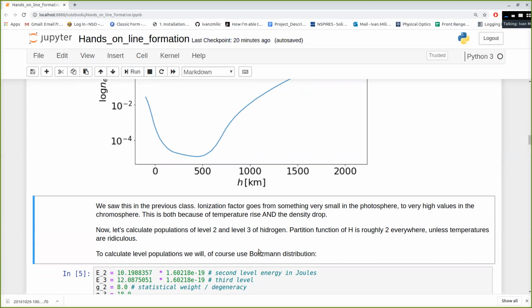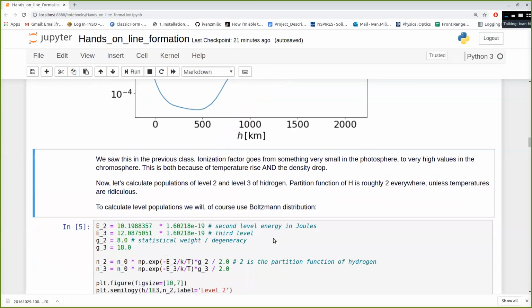Again, for H alpha, this is a bad assumption, because the Boltzmann distribution assumes some collisional balance. That collisional balance is not true in the high regions of the atmosphere, because radiation and collisions start competing, and in the end we're going to get the wrong shape for H alpha, but that's not what matters. What matters is to go through this process.